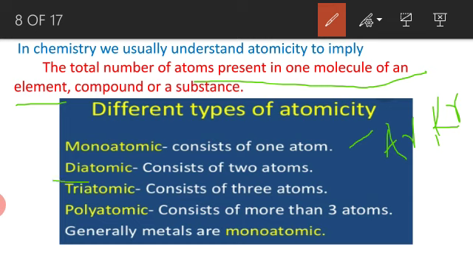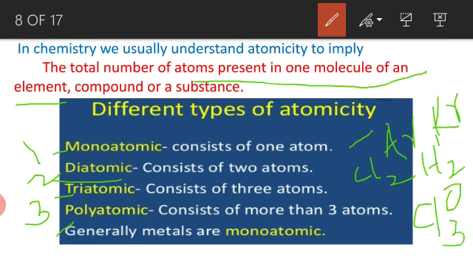Diatomic. Diatomic means two. Mono means one. Di means two. Tri means three. Poly means more than three. Poly means what, students? More than three. Diatomic: Cl2, H2, like this. Triatomic consists of three atoms. O3, like this. Right? And the polyatomic means more than 3. P4 phosphorus, S8 sulfur. This is the polyatomic.